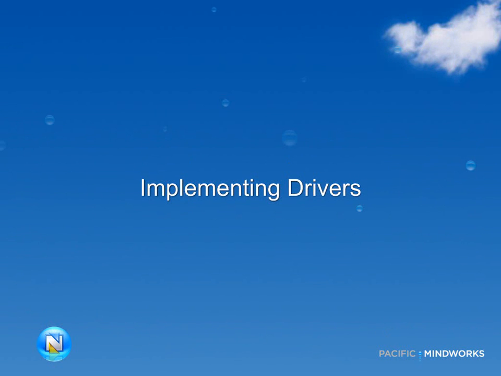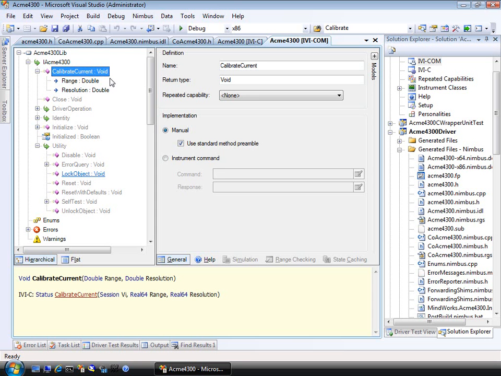Once we've defined a method or property, Nimbus offers a number of features for implementing the item. Message-based devices can be implemented by simply specifying the command to be sent when the method is invoked. For our calibrate current method, the Skippy command for the device might be something like cal, cur, range, resolution. Nimbus generates the code to format the runtime values of these parameters as part of the device command.